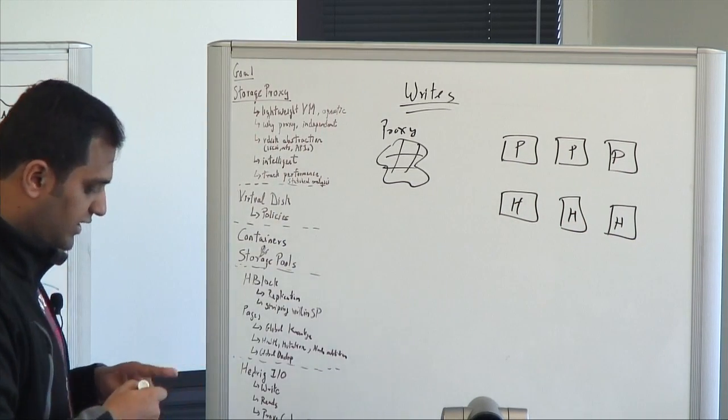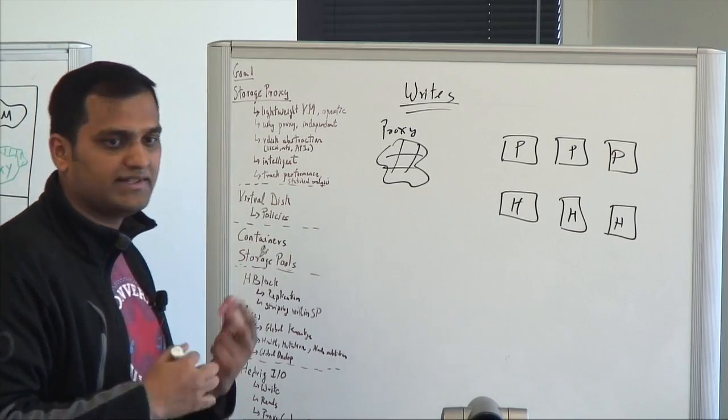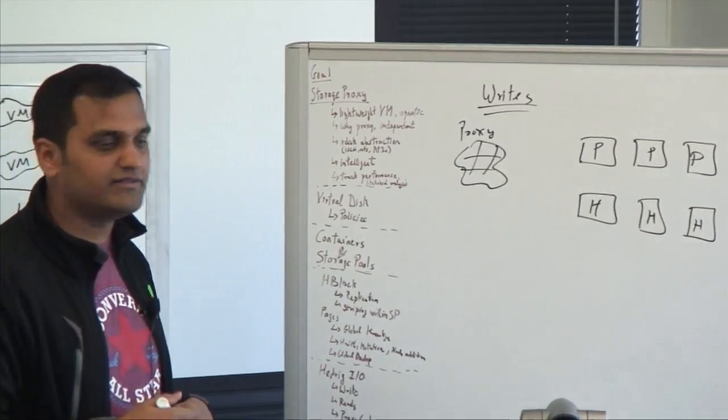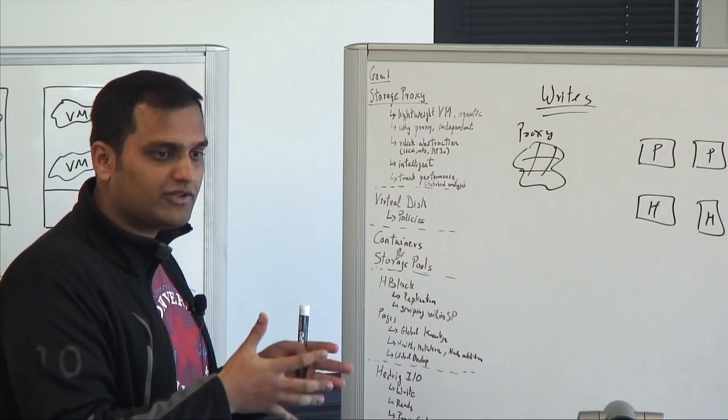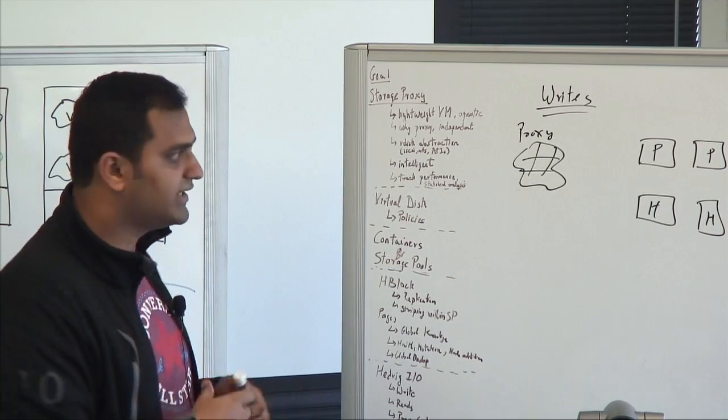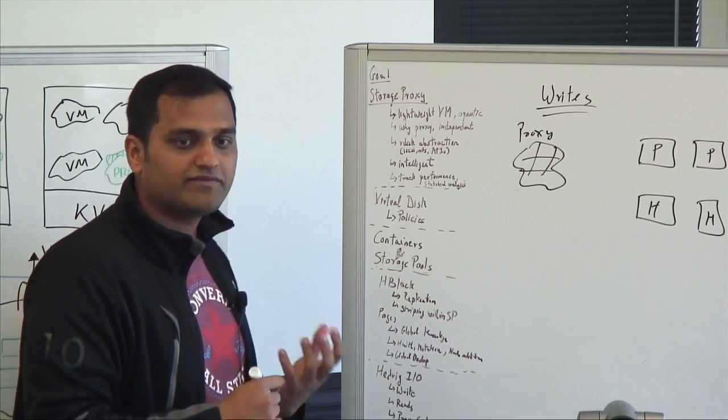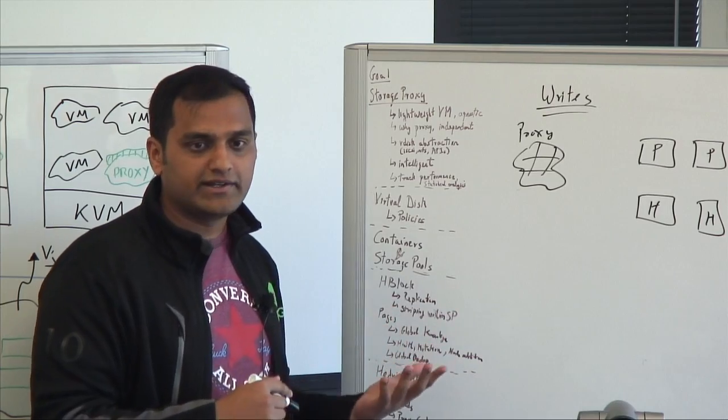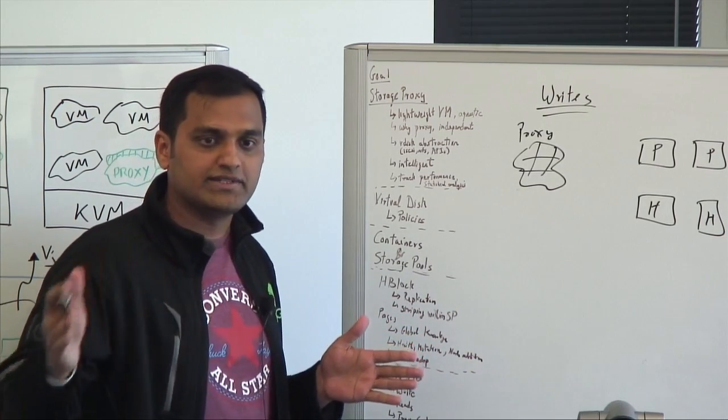Now, when a write request comes to the proxy, it's essentially an iSCSI CDB or NFS RPC. So given this offset, I want to write this data to it, right? That's essentially what it is. Looking at the offset, the proxy can figure out which container it lies in, because the containers are homogeneously chunked.